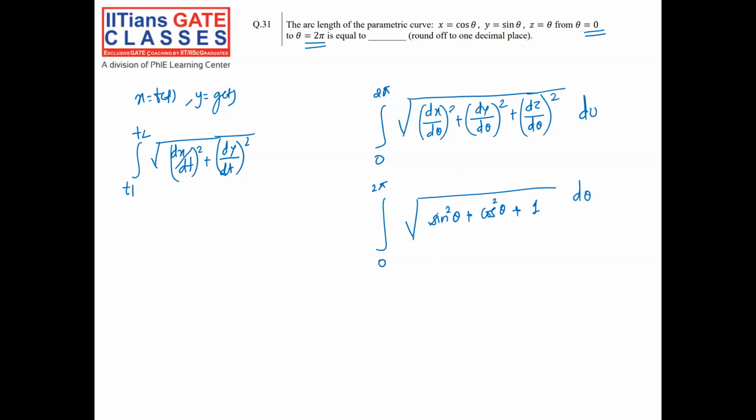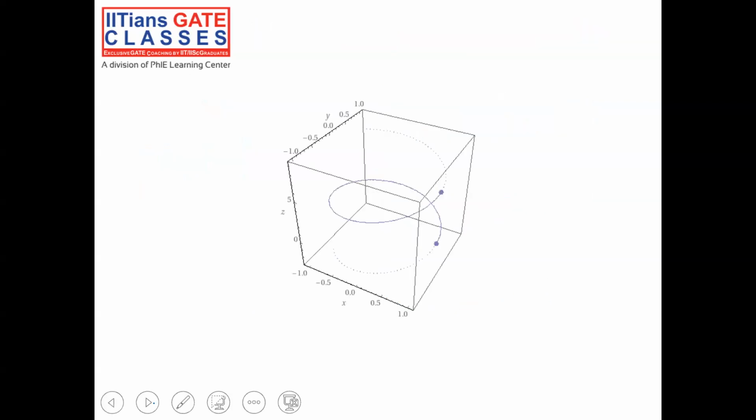Okay. And we have to integrate with respect to d theta. So root 2 is a constant, we can take it outside. Integration with respect to d theta is theta, and the limit is varying from 0 to 2 pi. So we'll get 2 pi root 2. If you solve it, you will end up with 8.89. As we are supposed to round off to one decimal place, it is 8.9 approximately. If you try to plot it in 3-dimensional, it will look like this.